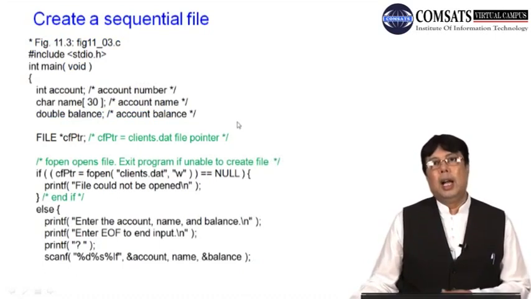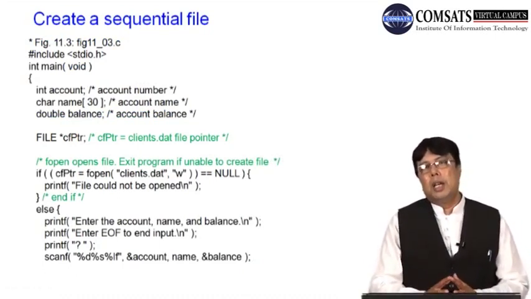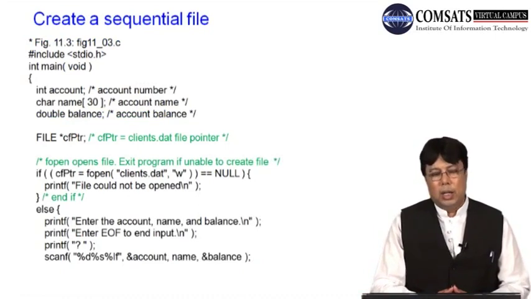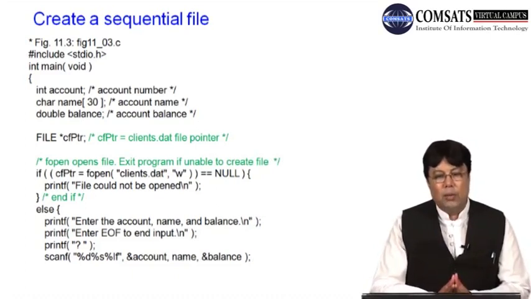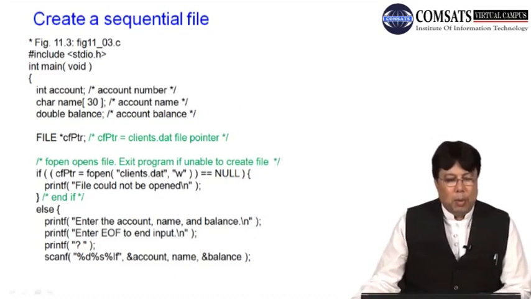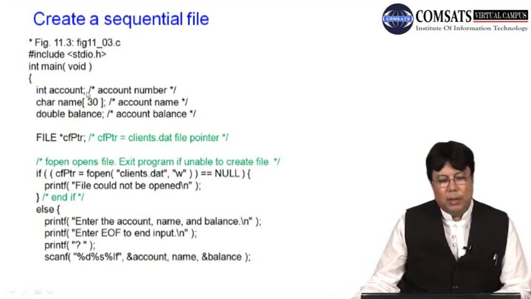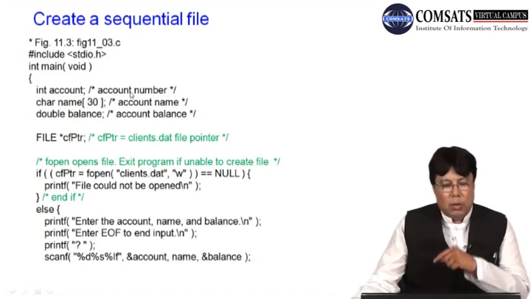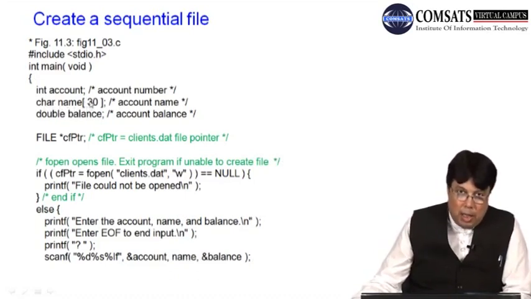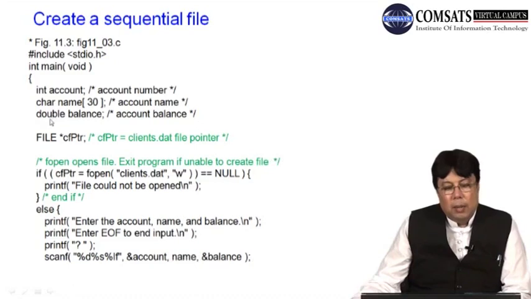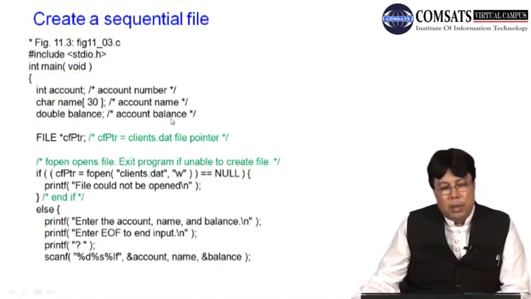So let us take an example. All the concepts that we have studied so far under creating a sequential file, let us go through it step by step and see how we can create a file. This is the program, and we have declared three variables, not a structure. Integer account, that may represent the account number, then character name, and we have given an array of 30 for name, then double balance, that could be the account balance.